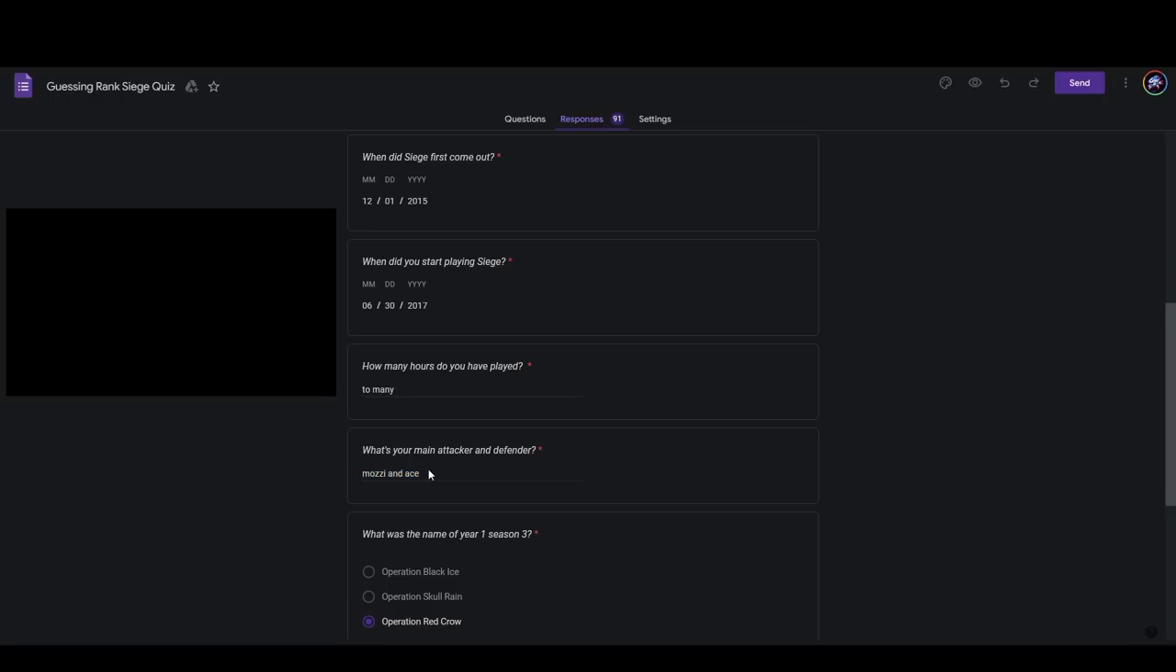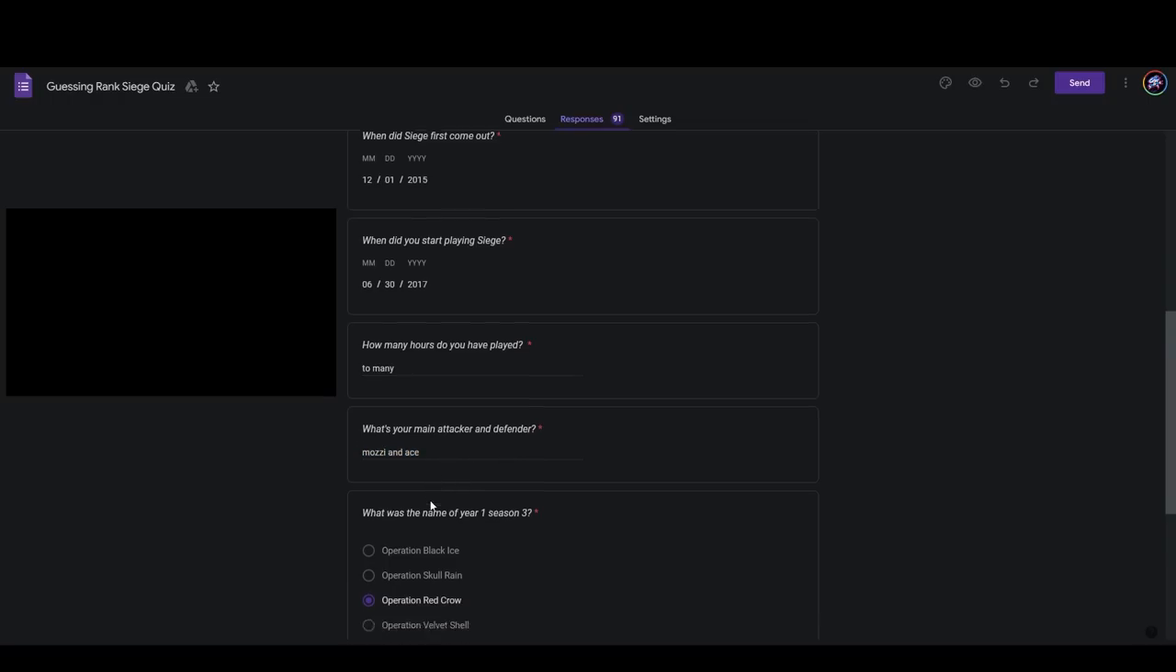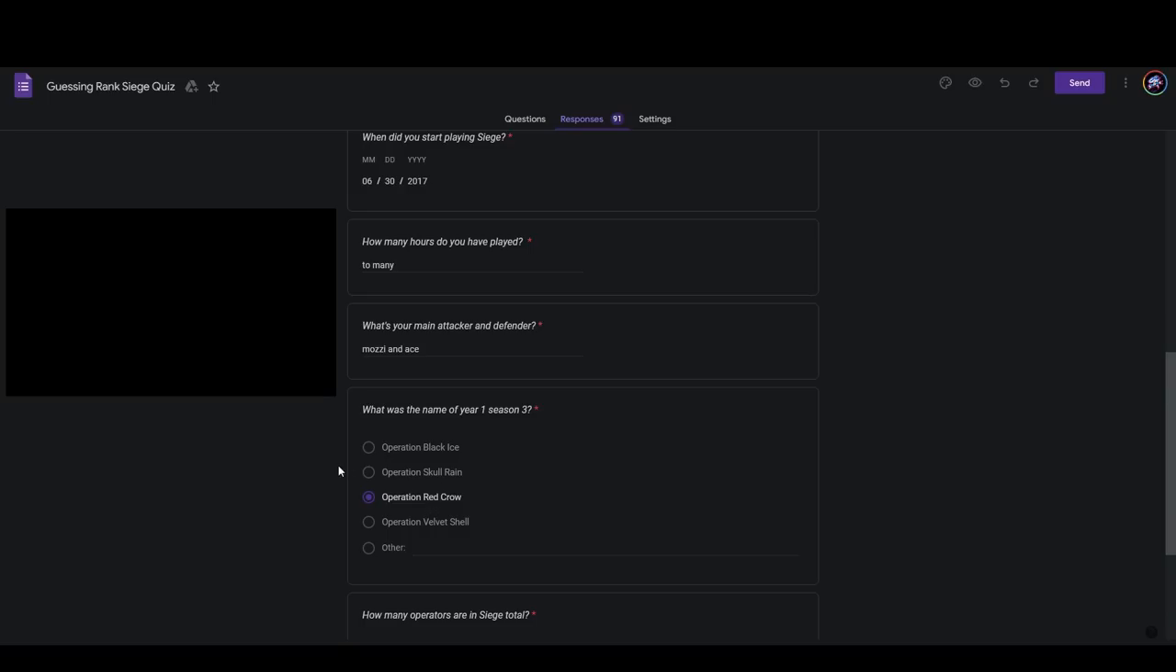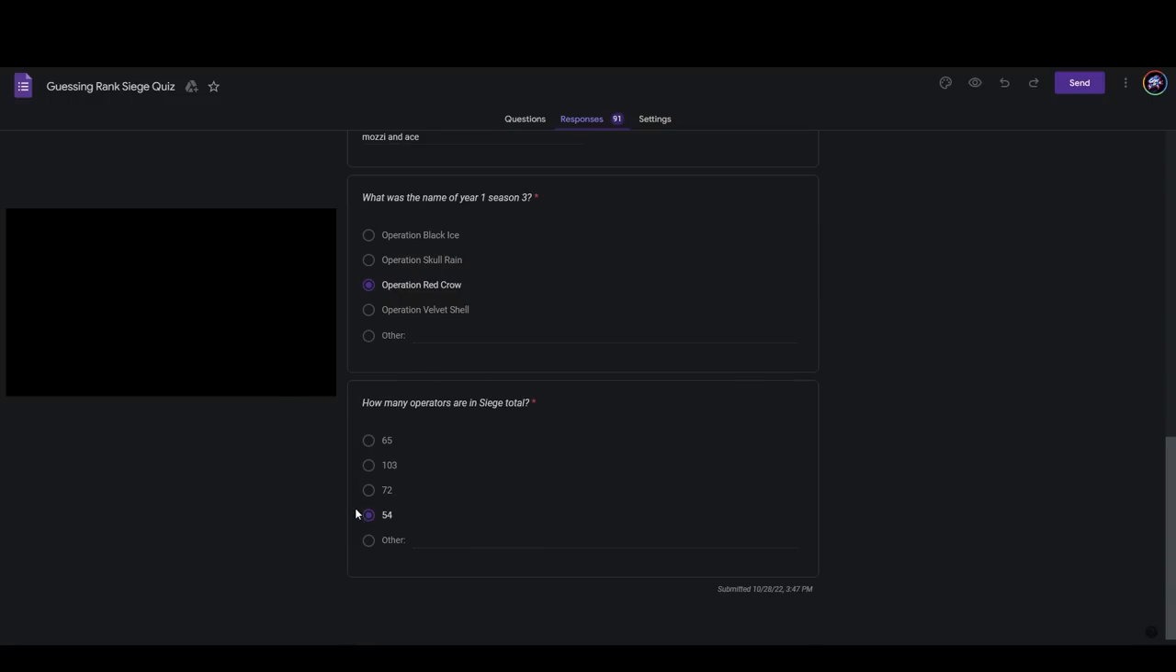Main attacker and defender, Mozzie and Ace. Wow. Ace, I can't imagine playing support full-time, but hey, man, if you enjoy it, you enjoy it. Guessing the year one season three question wrong. Not Red Crow, it's Skull Rain. It seems like a lot of people are guessing this wrong. Guessing the amount of operators total wrong, 54. It's actually higher than that, 65.